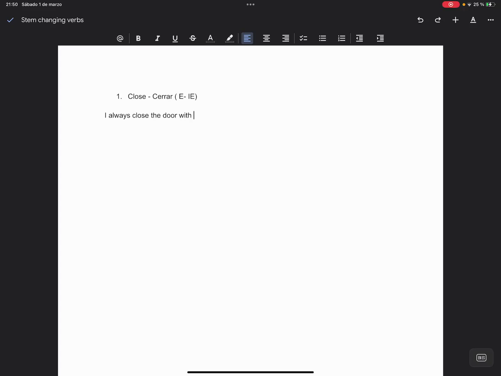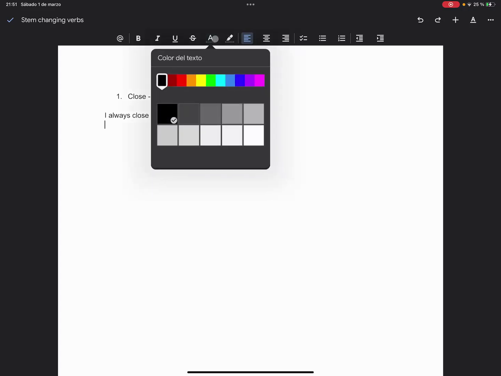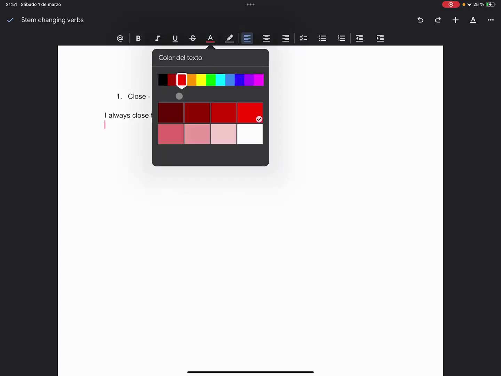with my key, for example. I don't know if that makes much sense in English, but it does in Spanish. So how would you say that? You would say something like, okay, I'm going to use a different color. Red, for example.